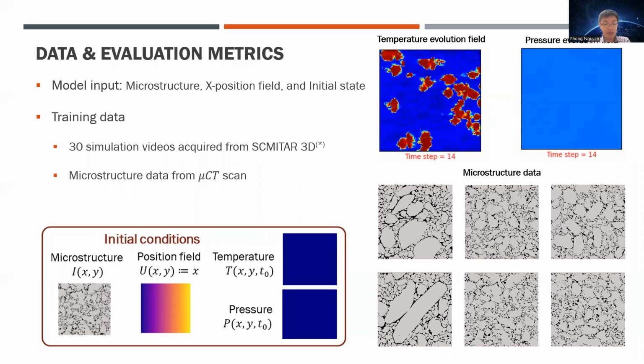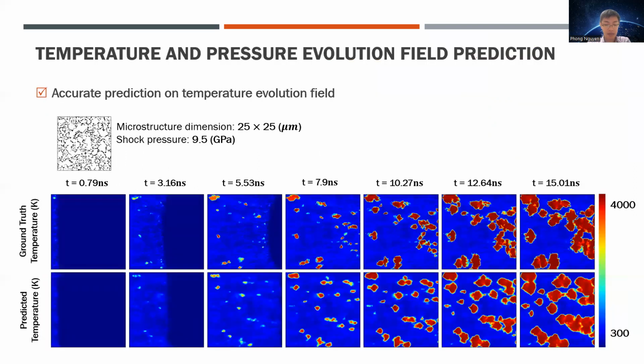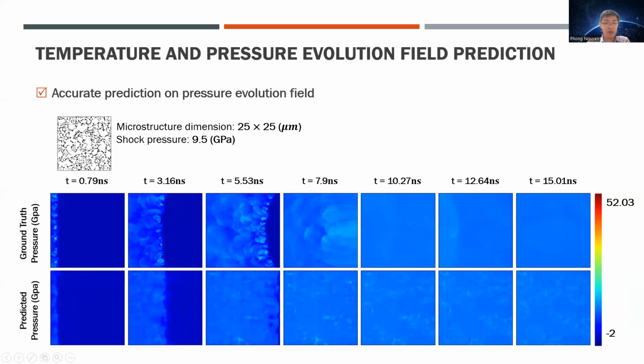0.79 nanoseconds. So what is the prediction accuracy with this small training data set? Here I present the temperature field predicted by the model in the second row with its corresponding ground truth derived from direct numerical simulation on the first row. As you can see, all of the hotspots, which are the areas with high local temperature, are well recognized, and the shock fronts that enter the microstructure can also be clearly recognized. For the pressure field, we can also recognize the same thing, and the shock fronts and the patterns in general are well recognized.